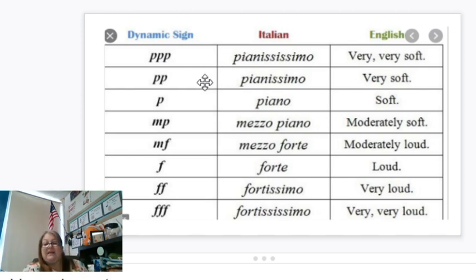2 P's, pianissimo, is very soft. 1 P, piano, is soft. MP, mezzo piano, is medium or moderately soft. MF is mezzo forte, which is moderately or medium loud. F, forte, loud. 2 F's, fortissimo, very loud. And 3 F's, fortissimo, that's very, very, very loud.